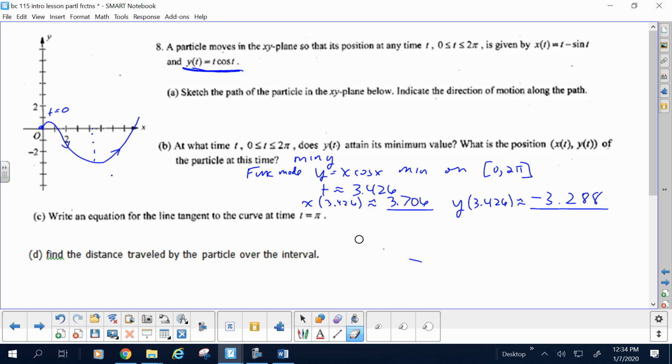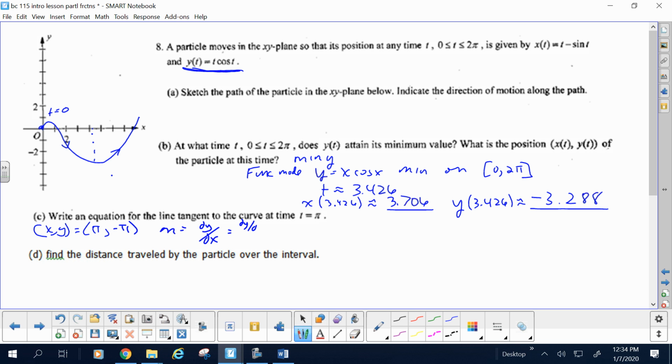All right. Write an equation for the line tangent to the curve at time pi. So hopefully you found the x and the y. What'd you get for x? Something like pi? Yes. And y is negative pi? Yes.